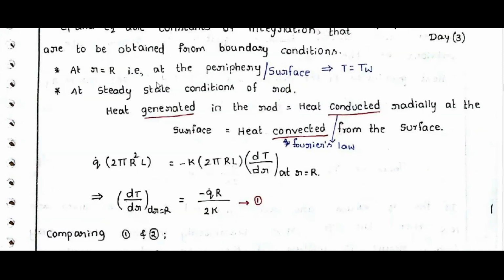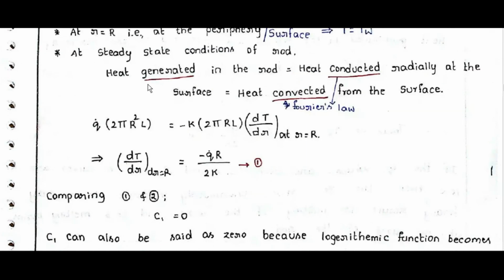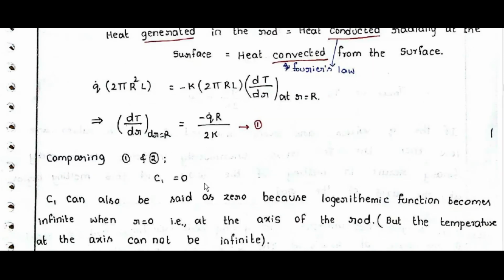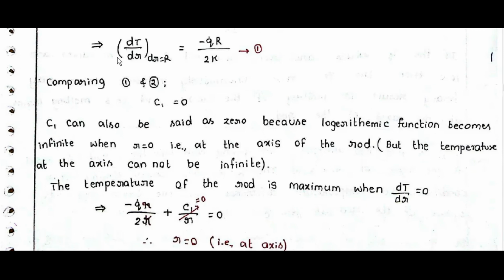At r is equal to capital R, that is at the periphery or surface, T is equal to Tw. At steady state conditions of the rod, heat generated in the rod is equal to heat conducted radially at the surface, which is equal to heat convected from the surface. Fourier's law: Q dot into pi R square L is equal to minus k 2 pi R L dT by dr at r is equal to capital R. So dT by dr at r is equal to R is minus Q dot R by 2k. Here only pi r square will be there.